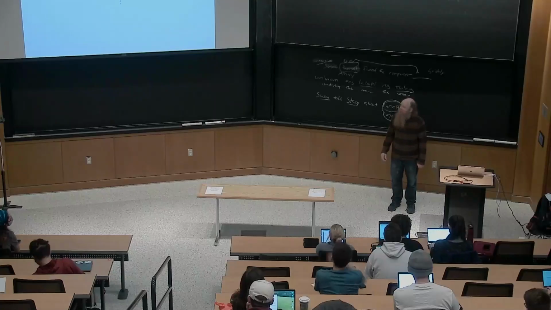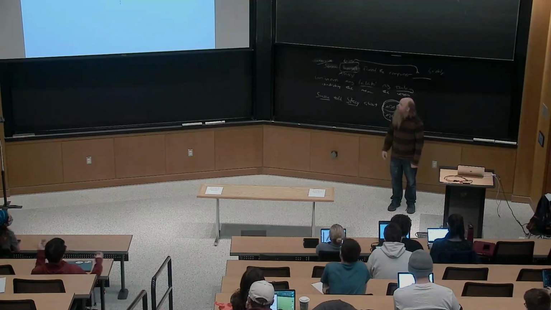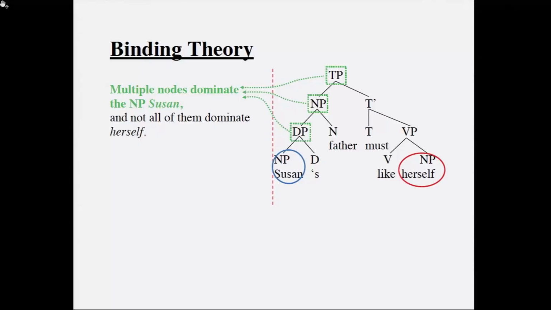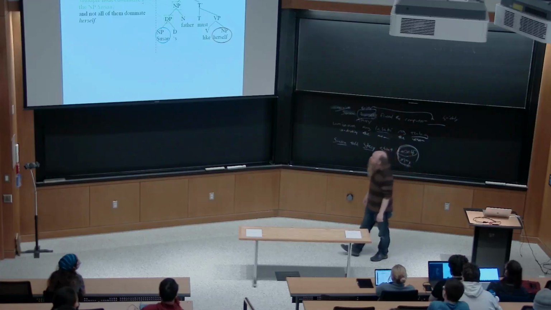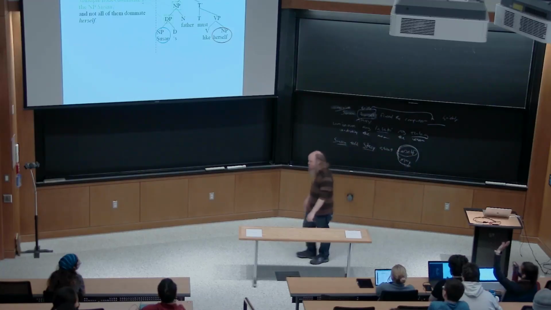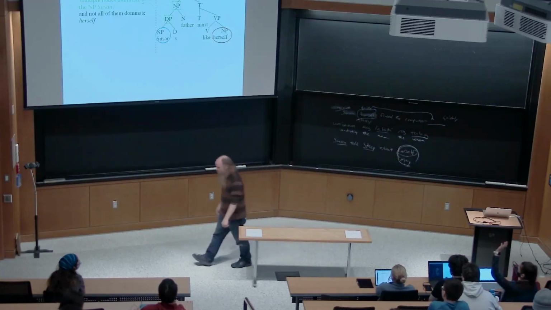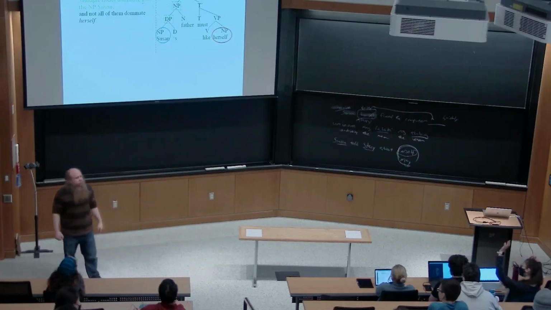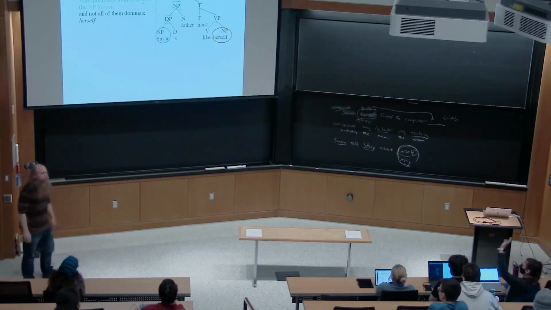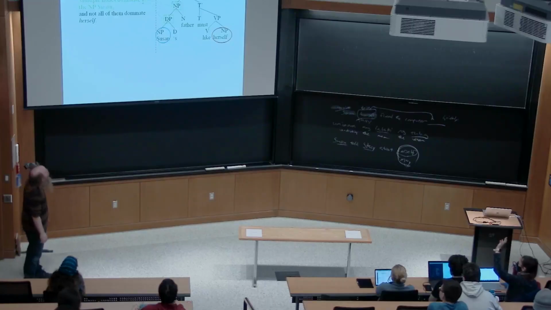So to clarify, the reason that this tree is not valid is that herself is looking for something to bind to. And so it needs an NP to bind to. And it finds two NPs. It finds Susan and it finds Susan's father. And it can't bind to Susan because of the C-command constraint. It can't bind to Susan's father because father is the wrong gender, right? Yep, that's it exactly.